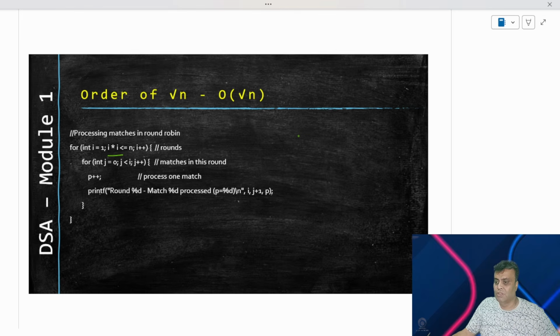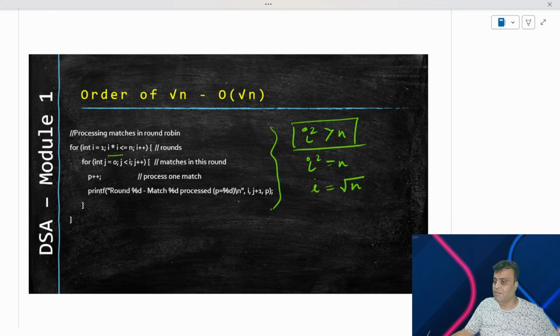There is no point of lingering around here, and we can actually say that the loop will stop when i squared is greater than n. If we remove the inequality and use an equality, we get i squared equals n, and therefore i, when it stops, will be equal to root n. So directly we can say that this will execute for root n number of times, right?